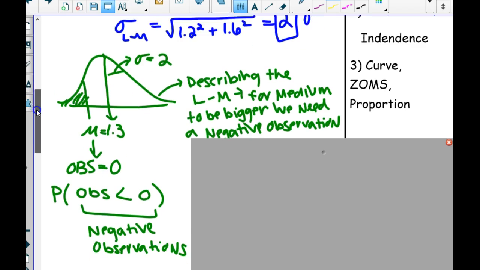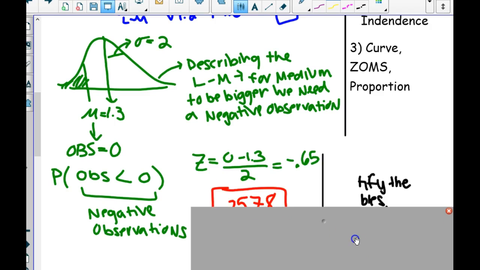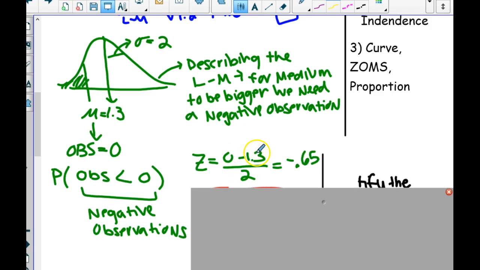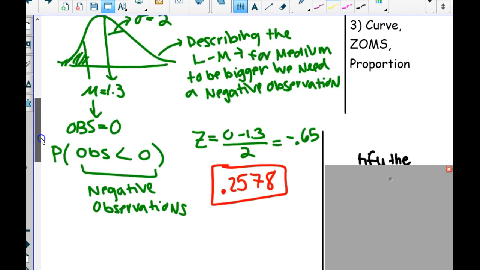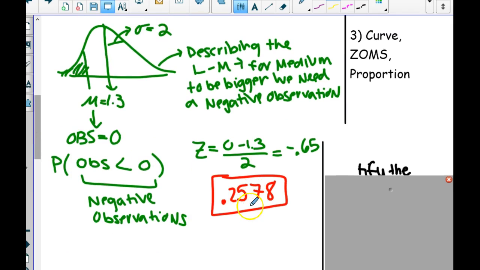The bell's ringing, so I'm going to quickly finish up. I need to find my z-score then, 0 minus 1.3 divided by 2. I then go to the table, or I do my normal CDF, and I get 0.2578. Make sure you're practicing a lot with that table or that calculator. And then finally, what does this mean?